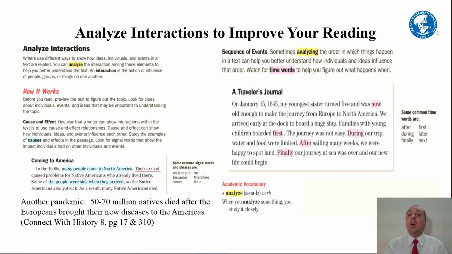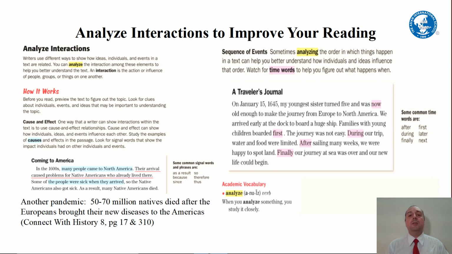Next, instead of cause and effect, we have a sequence of events. Sometimes analyzing the order in which things happen in a text, sequence, order of things happening, can help you better understand how individuals and ideas influence that order. Watch for time words to help you figure out what happens when. We see some common time words: after, during, finally, first, later, next. So let's read this one and then we'll ask some questions.